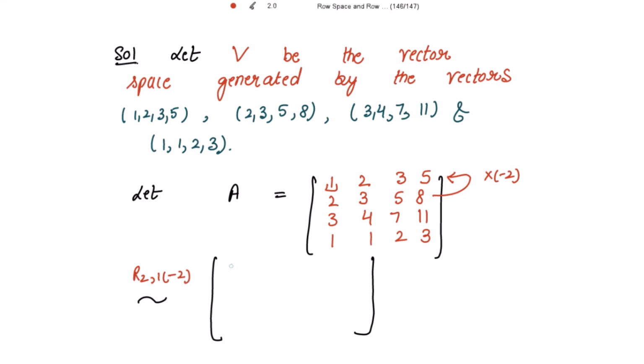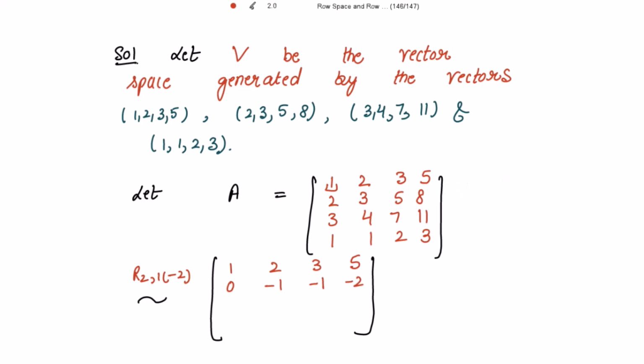Okay, so first of all, writing the first row as it is, because we are going to change row 2. 1 is multiplied with -2, we get -2, and adding this to 2, we get 0. 2 is multiplied with -2, we get -4, and adding this to 3, we get -1. 3 is multiplied with -2, we get -6, and adding this to 5, we get -1. 5 is multiplied with -2, we get -10, and adding this to 8, we get -2, right?